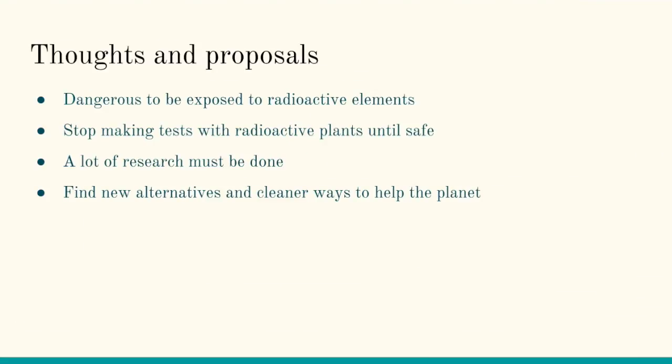People should stop making tests or experiments with radioactive plants until it can be safe to work with them, and a lot of research must be done to accomplish this. A solution is to find new alternatives to make things without using nuclear plants, and finding cleaner ways of helping the planet. It cannot be used until in the future they find a way to make it secure when it must be used in our world.